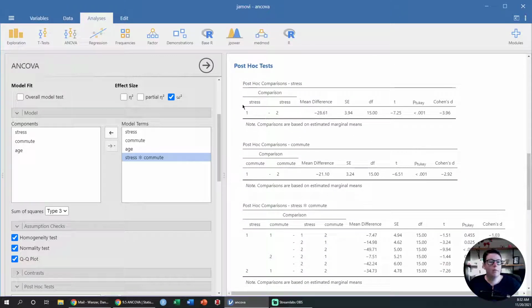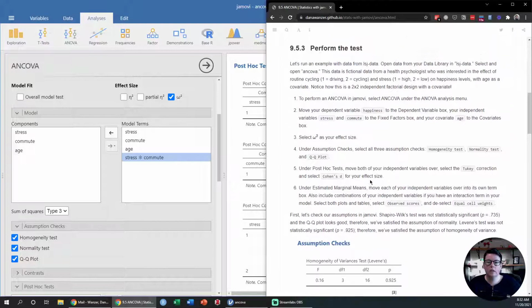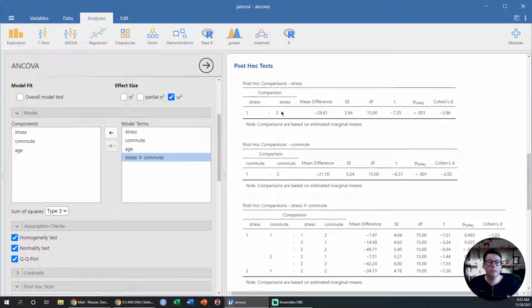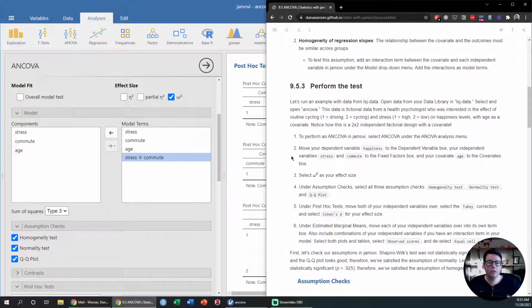I don't quite remember what the two groups are, but people in the 2 stress condition. Let's see, do I have it here? Yep, in the low stress condition, people in the low stress condition have lower levels of stress than people in the high stress condition. Go figure, right? Huge effect on that. And then people in the commute, let's look at what that means. 2 is cycling.